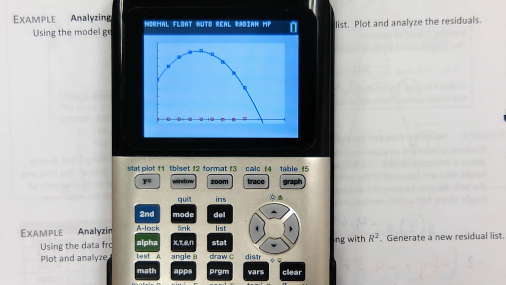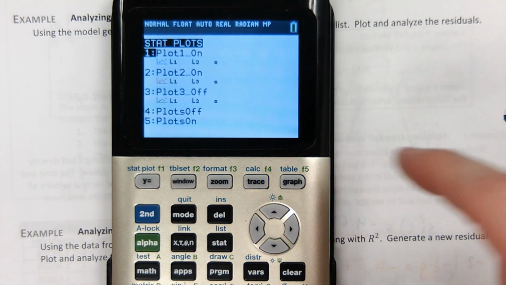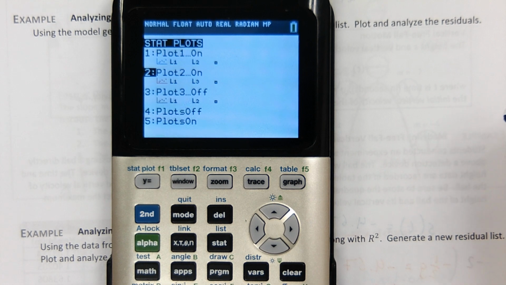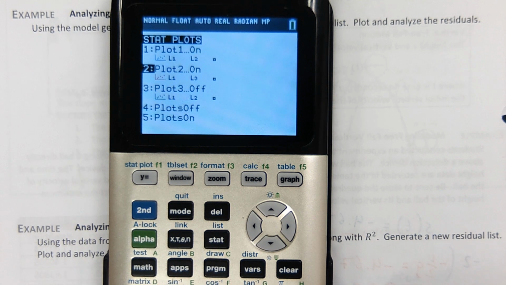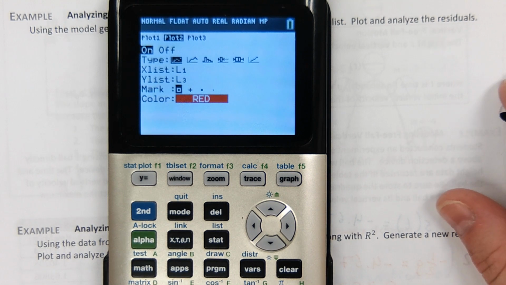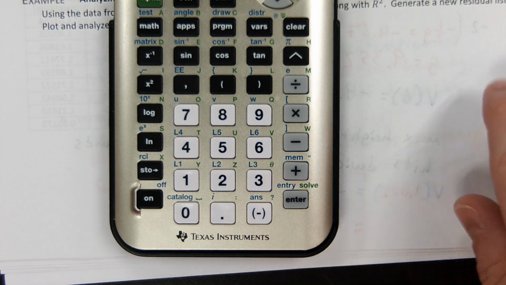It did, right? Okay, so what happened is I have already set up the option for it to show me these residuals as a different scatter plot. Here's how you are going to make that happen. Second, stat plot. So second y equals. Go down to where it says plot 2. See how mine says L1, L3? Yours says L1, L2. You're going to hit enter right there, and scroll down to where it says Y list, and you'll do L3. Remember, L3, you'd have to hit second 3 to make it work.